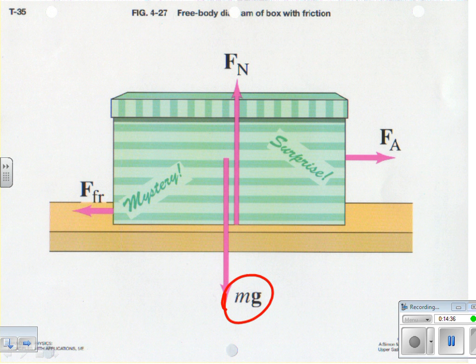The table is exerting a force. Now, the table can't exert a force sideways. It can't push sideways. It can only push perpendicular to the surface, back up. And that has a special name. When a surface pushes back up perpendicular to itself, it's called a normal force. The word normal means perpendicular, and you'll see this a lot in physics.